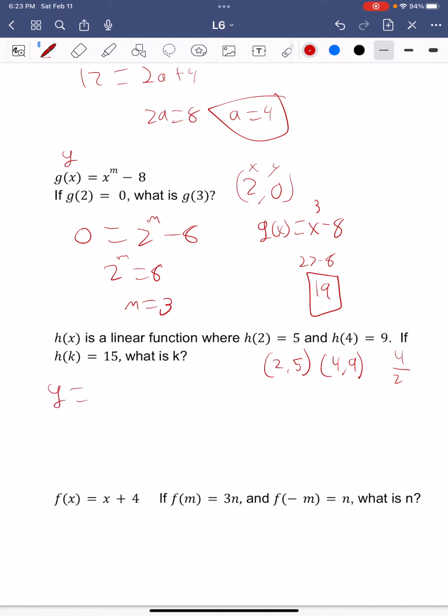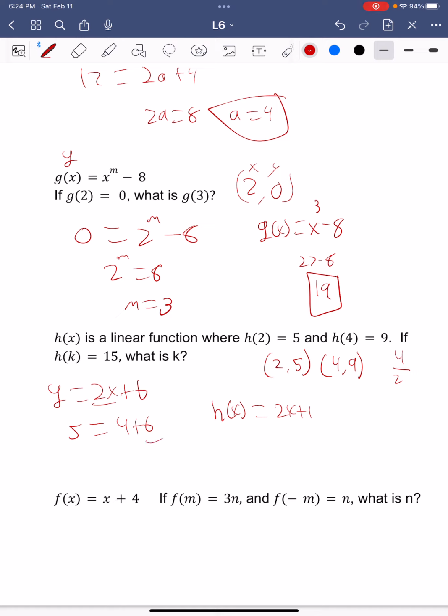So y equals 2x plus b. So if we know that the point, let's plug in (2, 5). We know that that lies on this graph. So we could plug in 5 equals 2 times 2 is 4 plus b. So b equals 1. So that means the equation of this line, h of x, equals 2x plus 1, because we got our slope being 2 and our b value being 1.